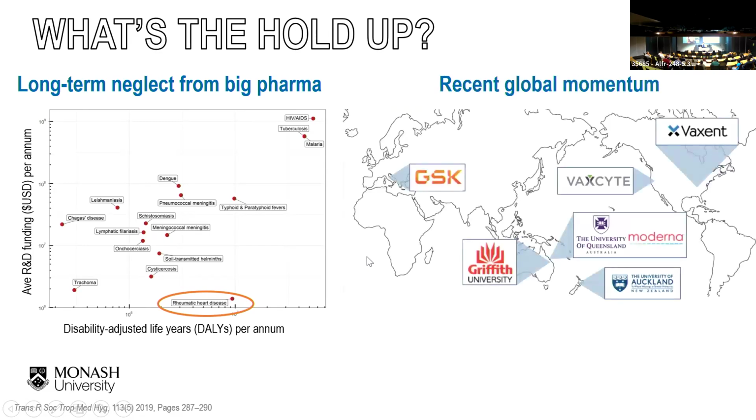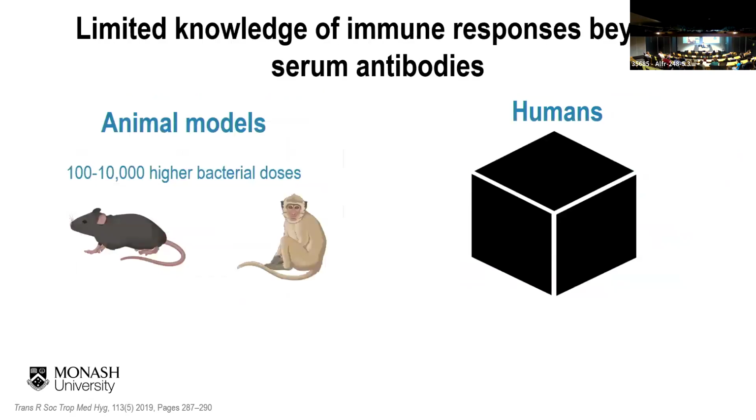But things are changing. There's been recent global momentum from a lot of big pharma companies to begin to be interested in this space. There's a range of vaccines that have just entered phase 1 trials. But there are a lot of vaccine companies gearing up to enter clinical trials. But suffice to say, there hasn't been a full commitment yet. There's a lot of apprehensiveness about commencing these vaccine development programs.